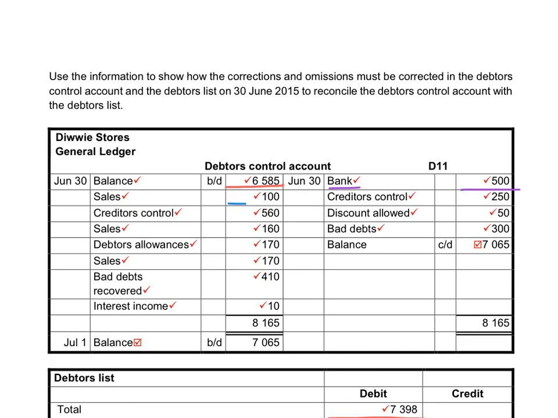And we will show that the sales account was too little on the credit side, so we will credit the sales account with 100 and debit debtors control with 100.